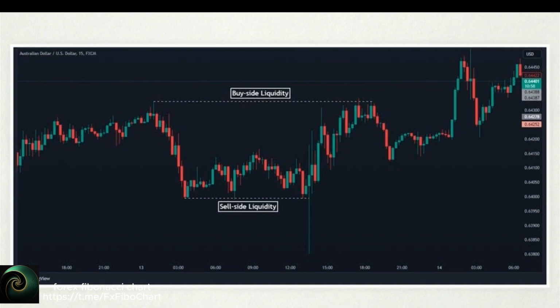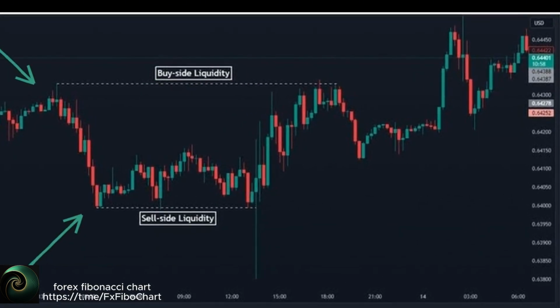This chart shows exactly where orders sit. Notice the dashed lines marking buy-side and sell-side liquidity. Buy-side liquidity sits above old highs, sell-side below old lows. These boundaries act as magnets because retail traders place protective stop orders at these specific candlestick peaks and valleys.